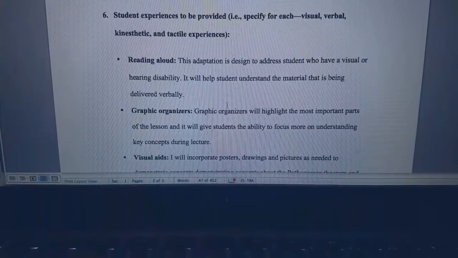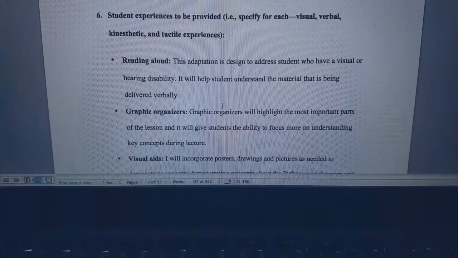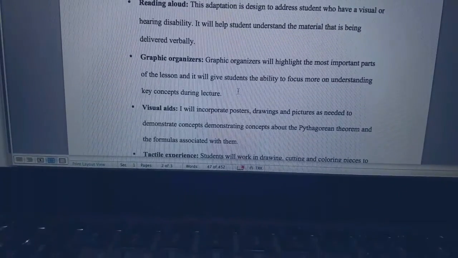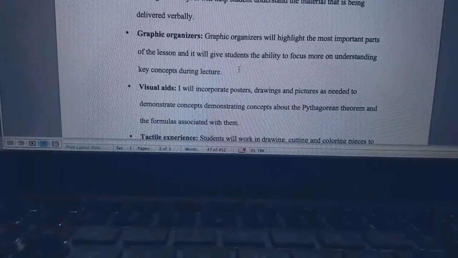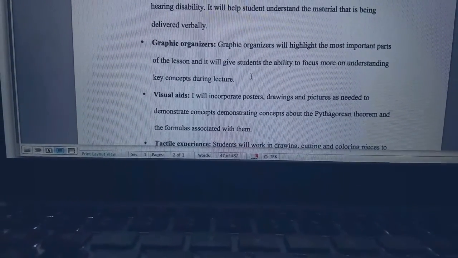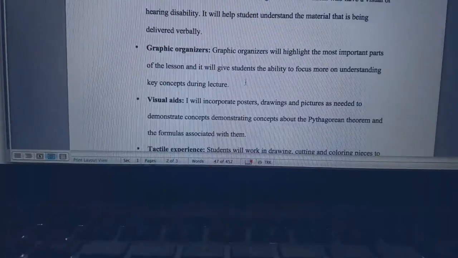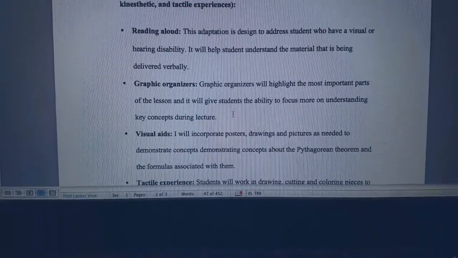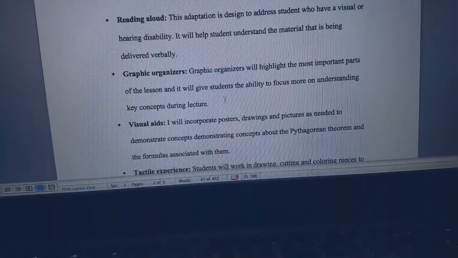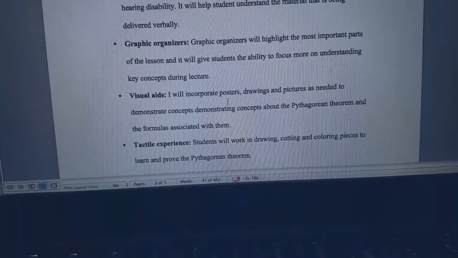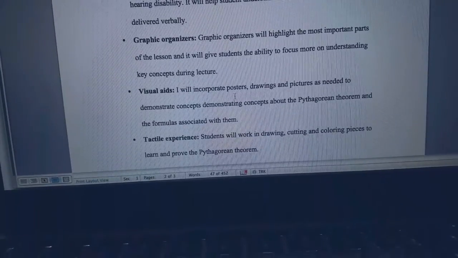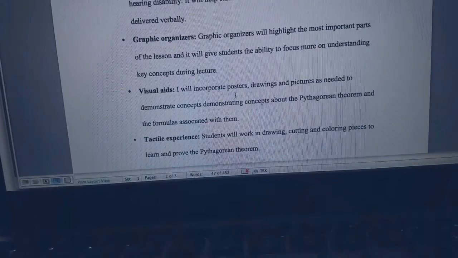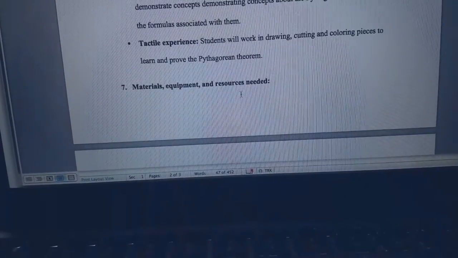Some of the student experiences to be provided: reading out loud. This adaptation is designed to address students who have a visual or hearing disability. It would help students understand the material that is being delivered verbally. The graphic organizers, like the KWL chart, will highlight the most important parts of the lesson, and it will give students the ability to focus more on understanding key concepts during lecture.